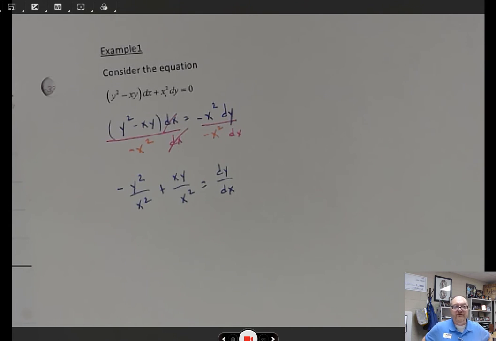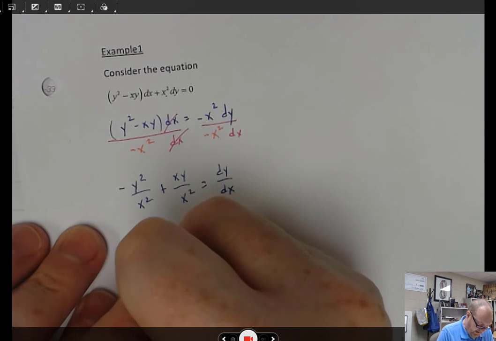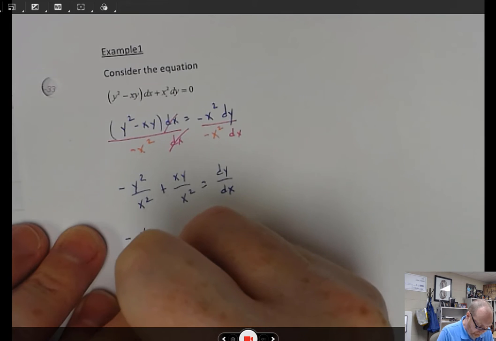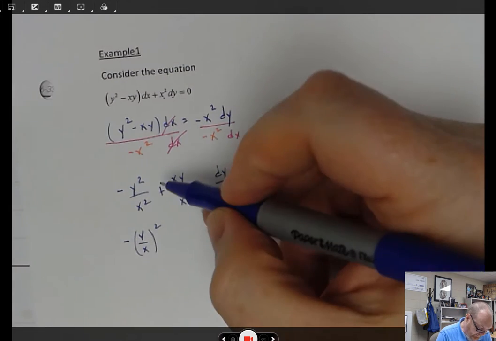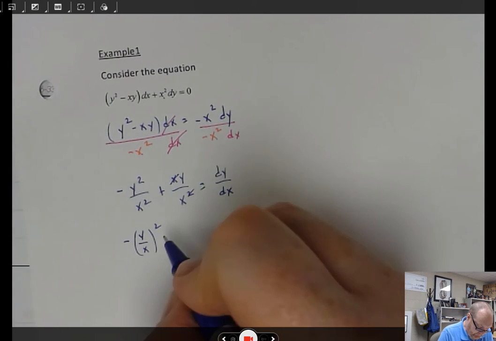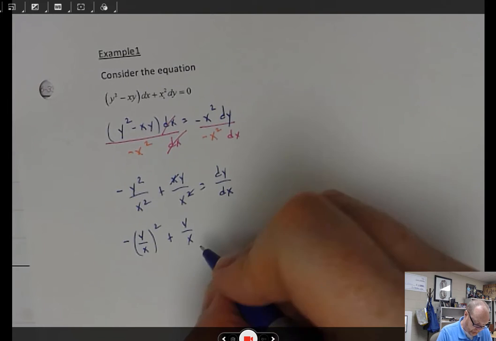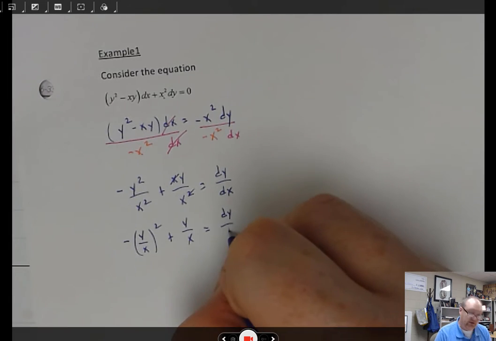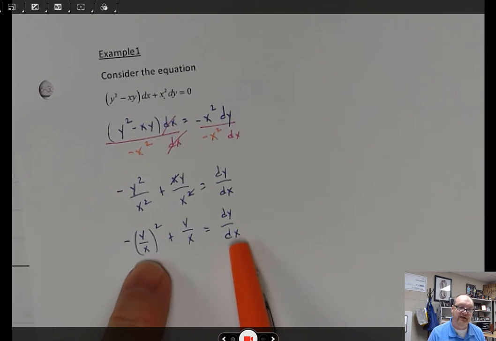All right, what I'm looking for is hidden y's over x's. So right here, this is the same as y over x quantity squared. And then this x will cancel with one of these. So I'm left with just a y over x equal to dy dx. So I've been able to arrange everything as a y over x or a dy over dx term.